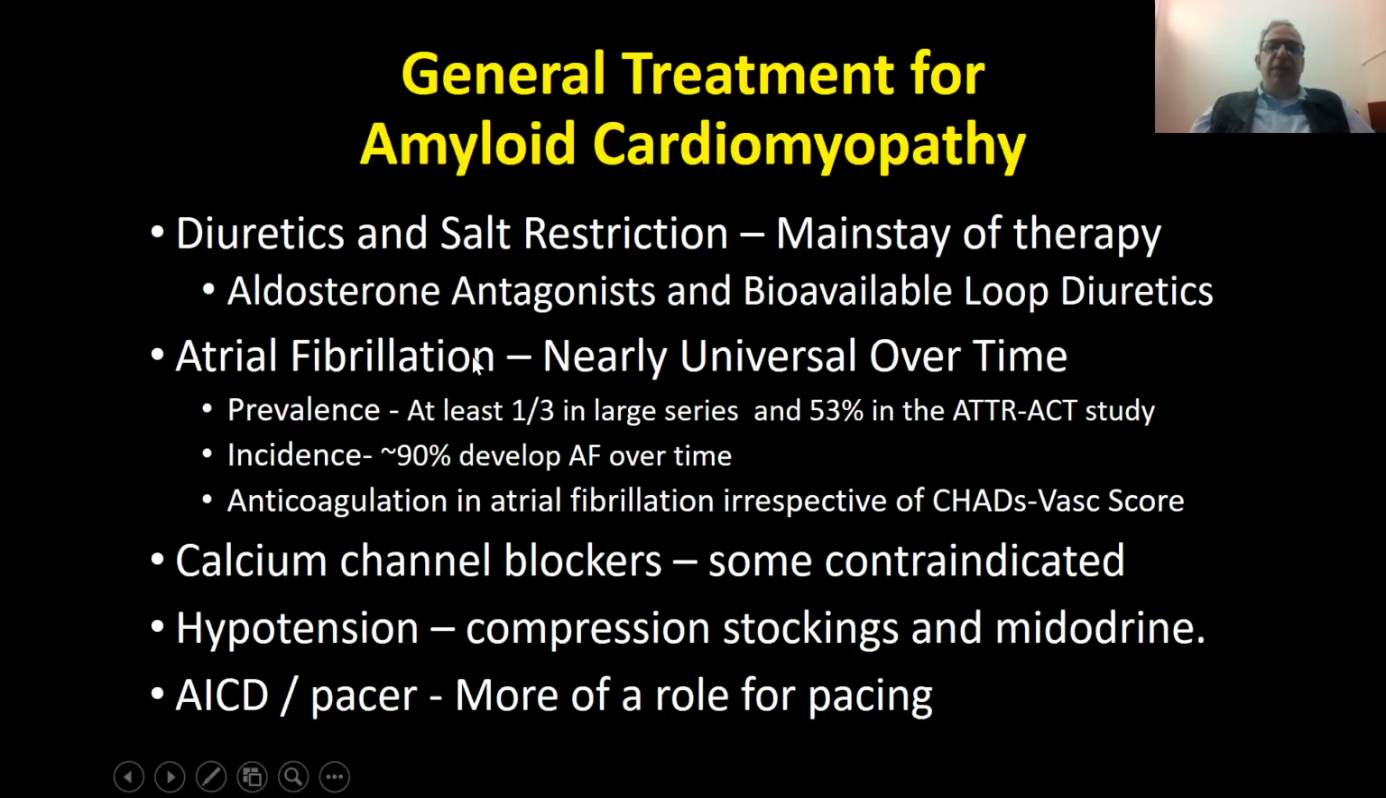Many patients develop an abnormal heart rhythm called atrial fibrillation. About a third of patients that we see when we first meet them have AFib. About half of patients in a big study that we published in the New England Journal had it. And over time, almost everybody in our experience, 10 years, develops it. And so many of these patients need to be on a blood thinner to prevent a blood clot that forms inside the heart from, God forbid, traveling anywhere.